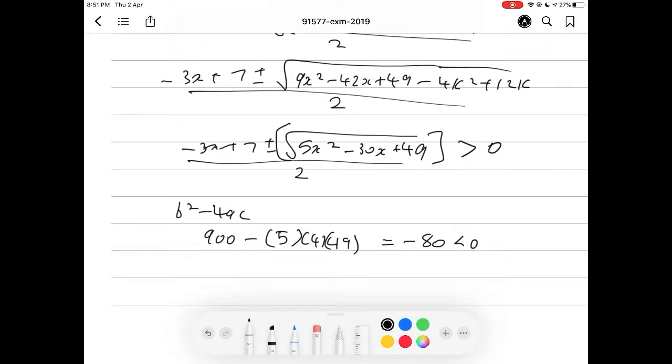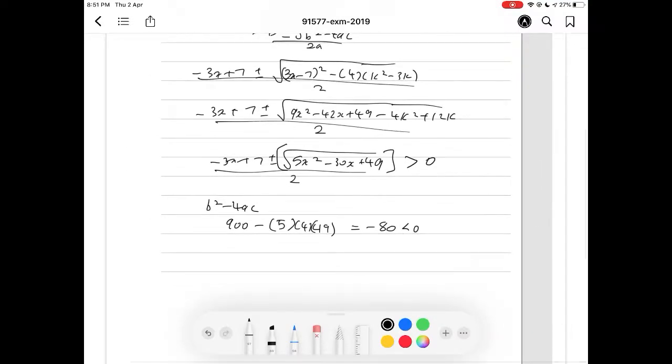However, there's one problem. We do not know if this discriminant is always below the x-axis or always above the x-axis. Because if it's always below the x-axis, then there will always be no real roots. However, if it's always above the x-axis, then we can prove that there are always two real roots.